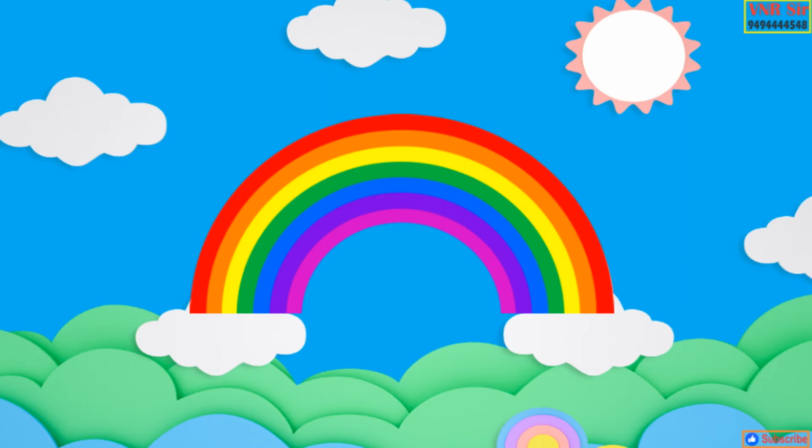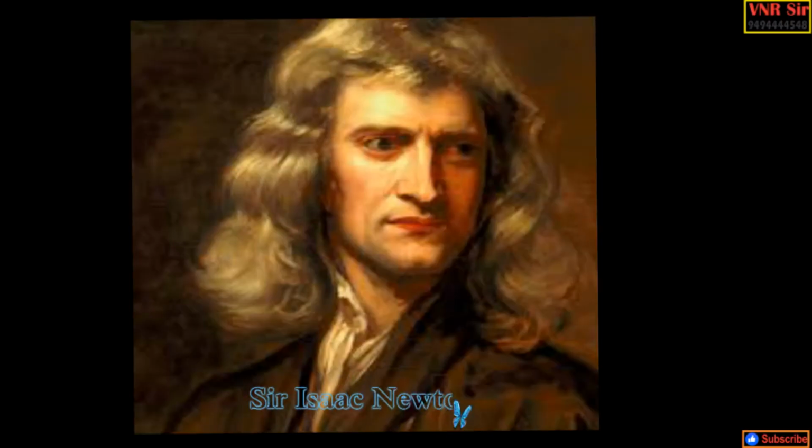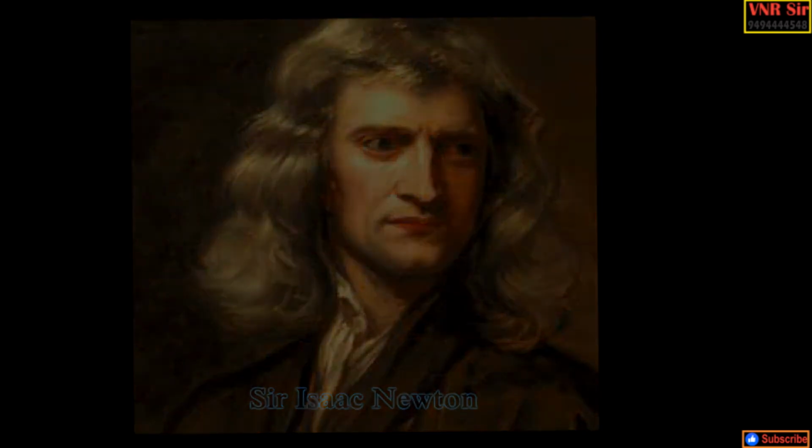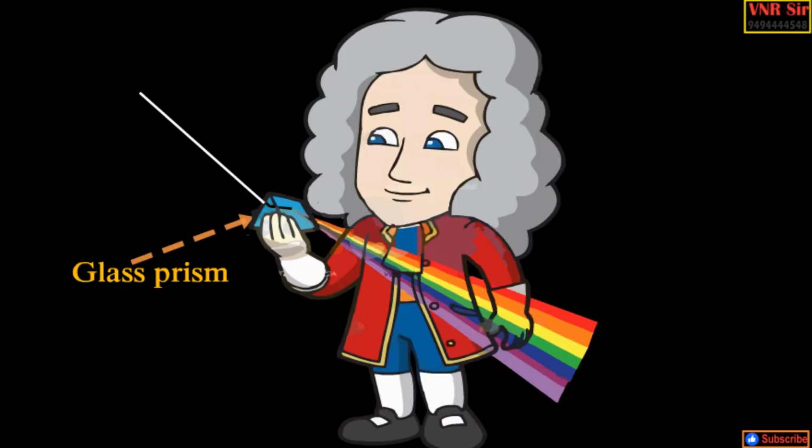When we see a rainbow, we get a doubt in our mind. That is, how could the white light of the sun give us various colors of a rainbow? It was Sir Isaac Newton, experimenting with sunlight and a glass prism, who discovered that white light was composed of several colors, meaning billions of colors.